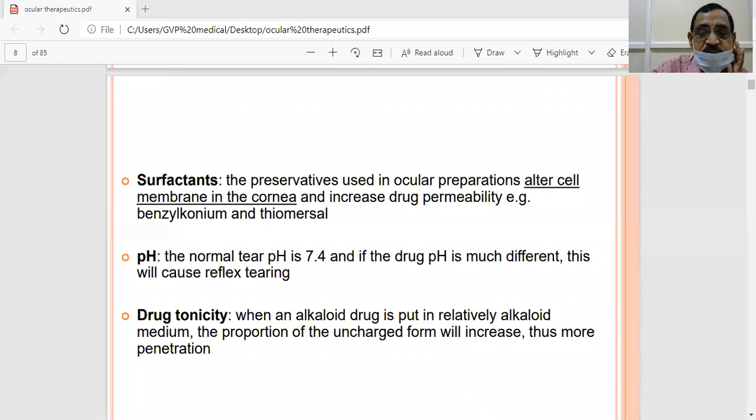And normal pH of the tear film is around 7.4. And if the drug pH is much different, this causes reflex tearing. Drug tonicity: when an alkaloid drug is put in a relatively alkaline medium, the proportion of the unionized form will increase, thus more penetration will occur.